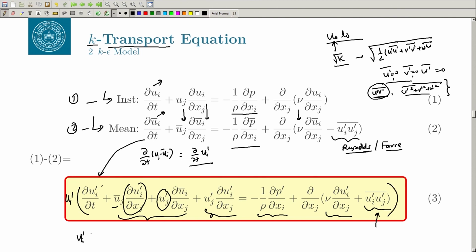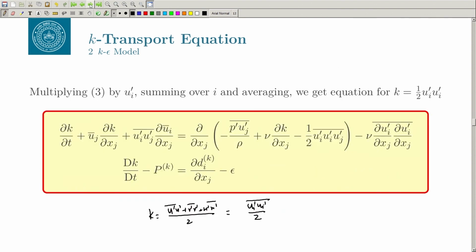So, this will become u_i prime del u_i prime by del t, that will become del by del t of half u_i prime squared. You can take the average there, that will become del by del t of k, provided that when you say u_i prime, you are actually summing over u prime, v prime and w prime, right. So, you will get the equation for the turbulence kinetic energy. This is the temporal term, and we look at different terms here: these are the production terms, these are the diffusion terms, and this is the dissipation term.